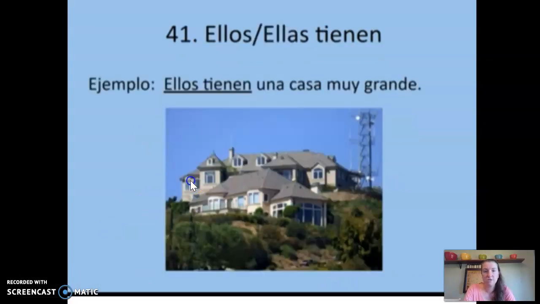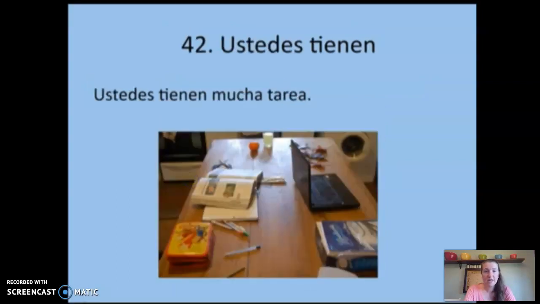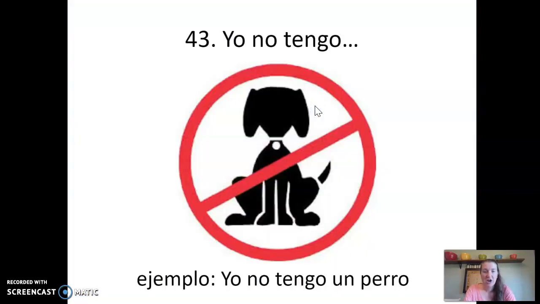And there's all the teachers. Ellos or ellas tienen. So your example, ellos tienen una casa muy grande, right? Ellos or ellas means they. You have masculine and feminine. Ustedes tienen. You guys or you all have. So ustedes tienen mucha tarea. You have a lot of homework. Hopefully you don't have too much. All right, and then the way to make something negative if you don't have something. So yo no tengo un perro, for example. I don't have a dog. Or yo no tengo tarea, I don't have homework.